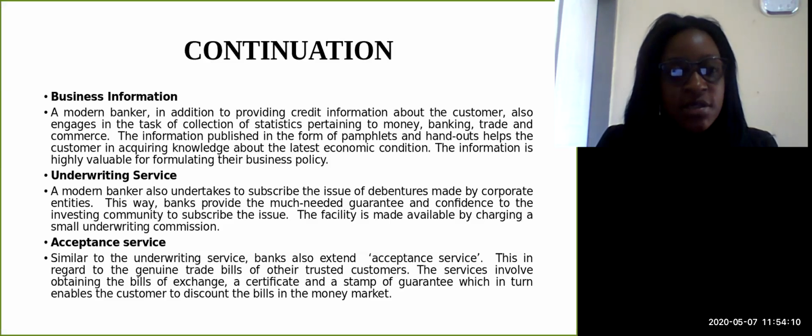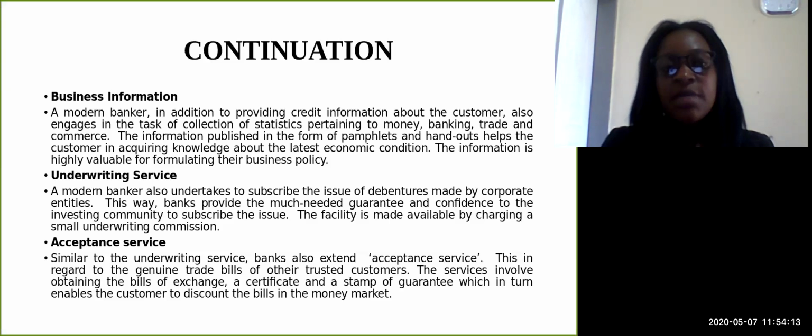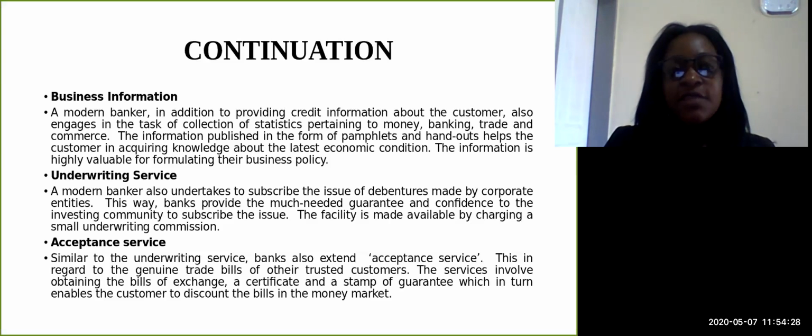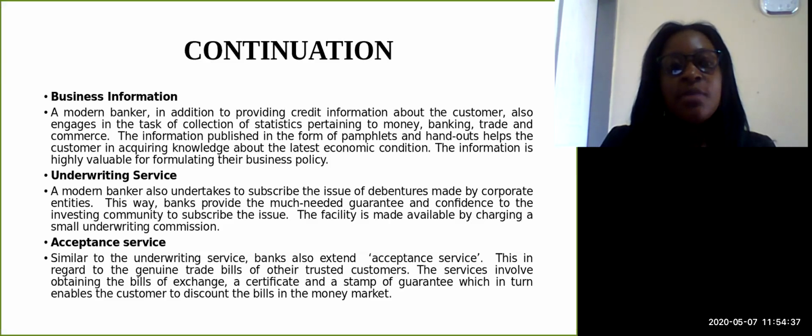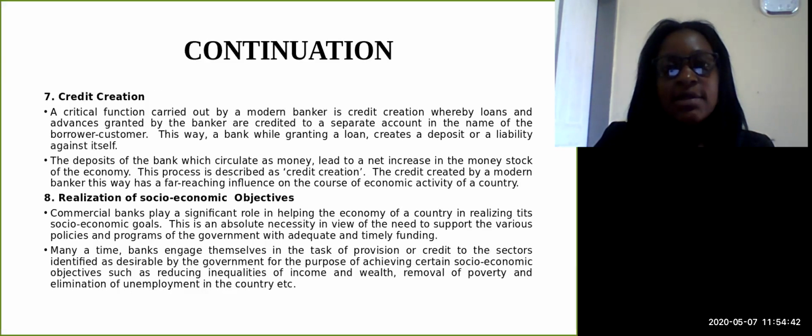Then the next one is acceptance service. Similar to underwriting service, banks also extend acceptance service. This is in regard to the genuine trade bills of other trusted customers. The services involve accepting the bills of exchange, with a certificate and a standard guarantee, which in turn enables the customer to discount the bills in the money market.